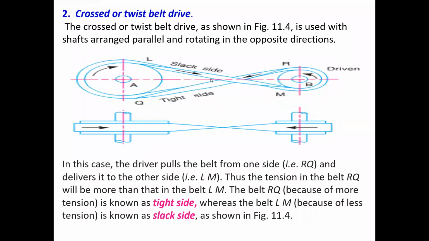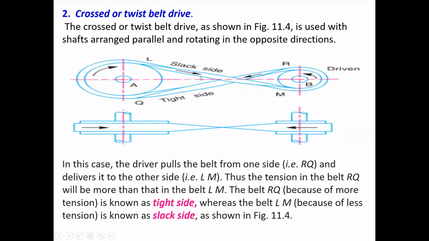Now the crossed belt or twist belt drive. In this, a small change is there from the previous one. Here we transmit the motion from the driver to the driven pulley in opposite directions. That means when the driver is rotating clockwise, the driven is rotating anti-clockwise. That is achieved with the help of the crossed belt drive.